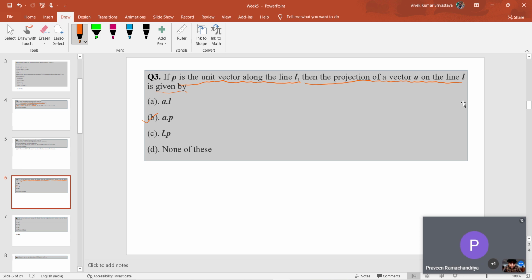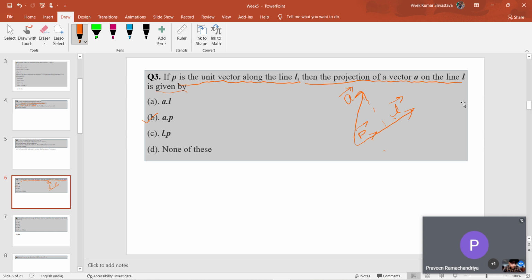Okay, so let us see, suppose P is a unit vector along L. So this represents the vector L, and here is the unit vector P. Then the projection of a vector A on the line L is given by, suppose this is another vector A, so you have to find out how much projection of this vector A along this line L.